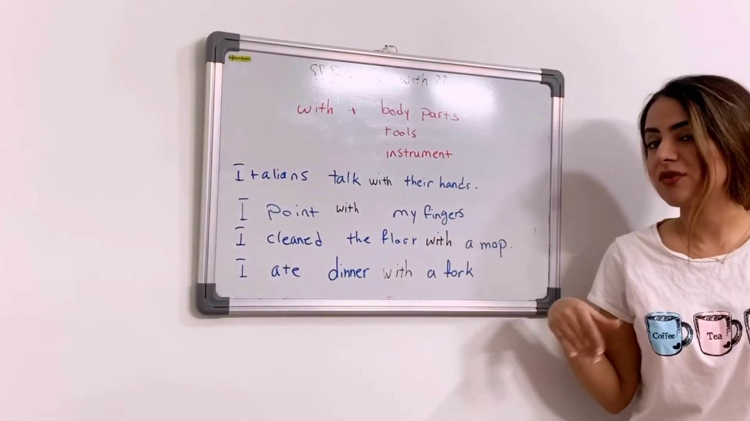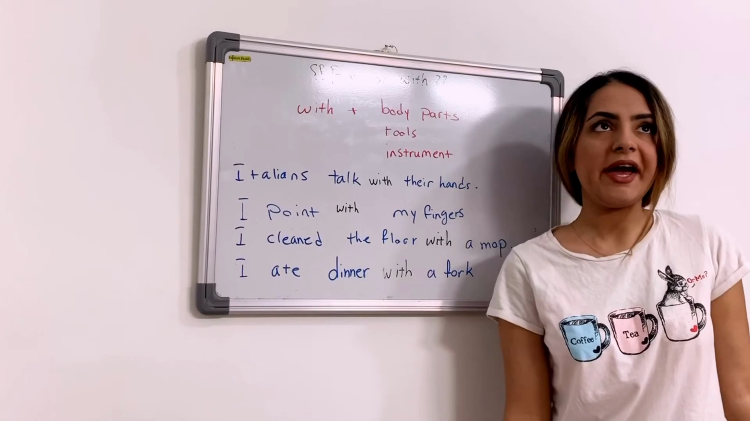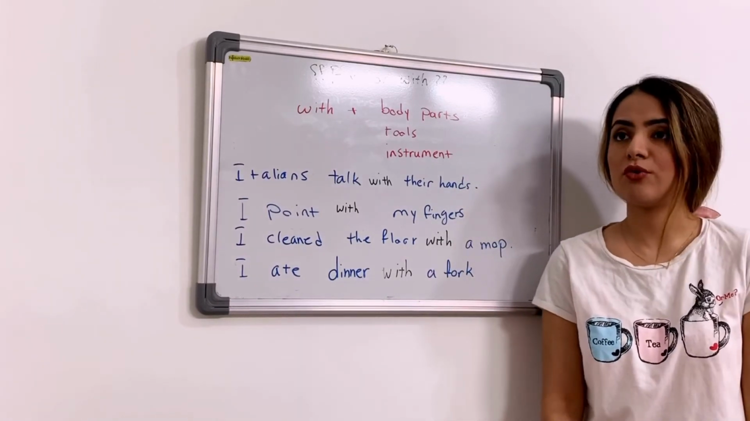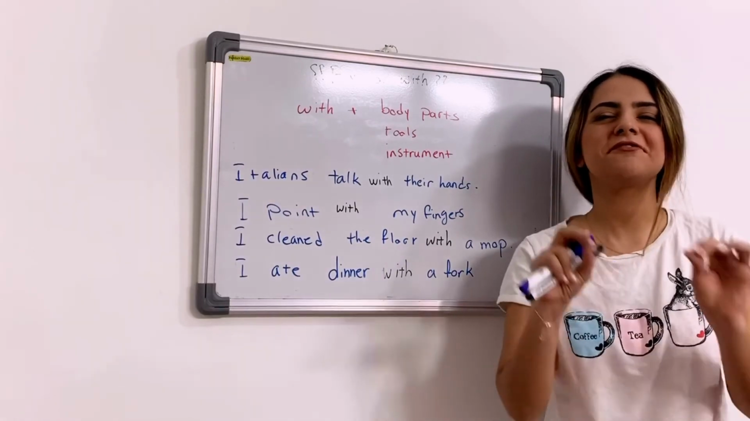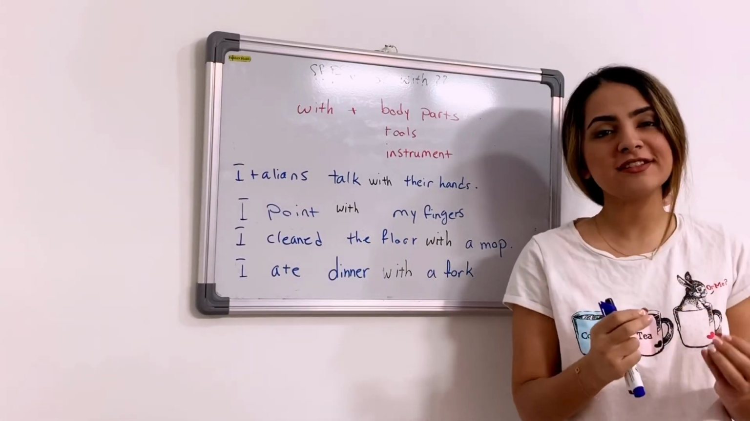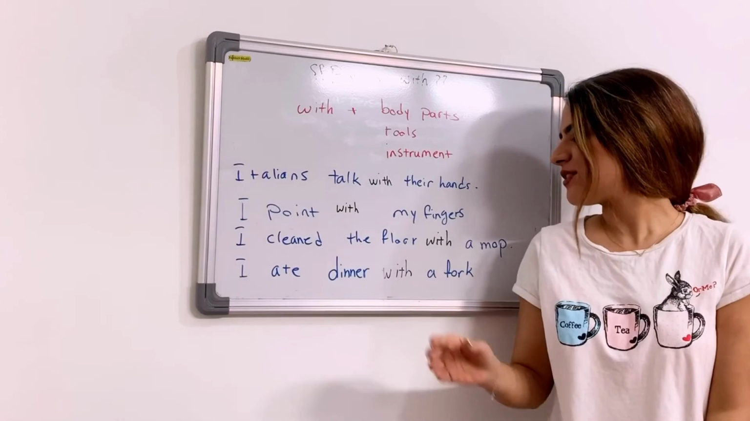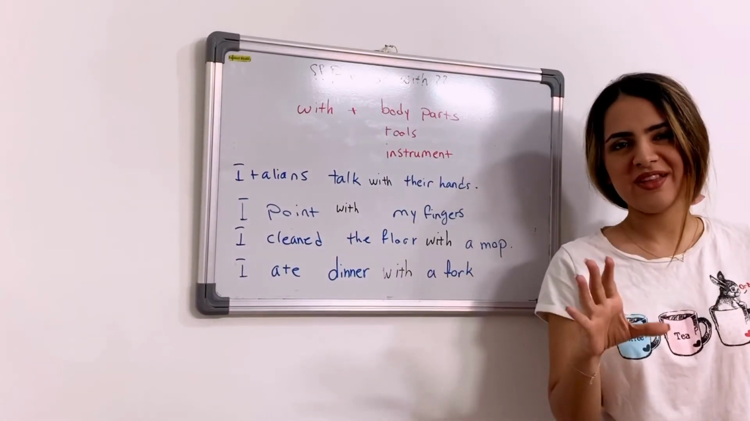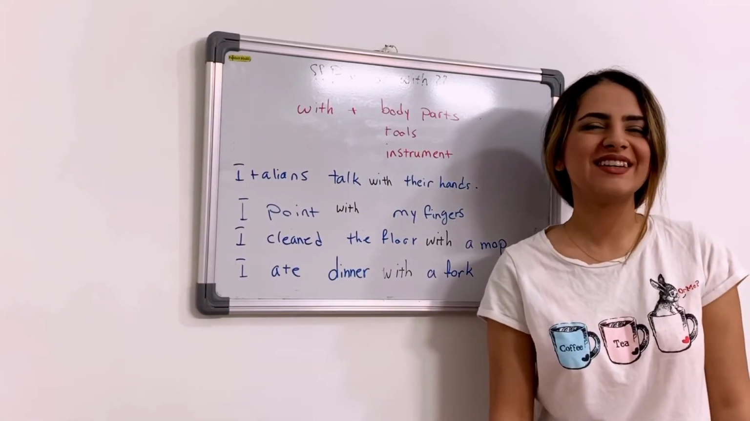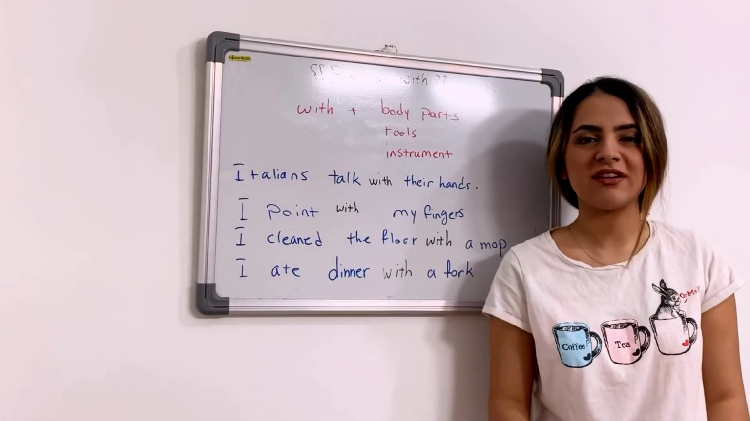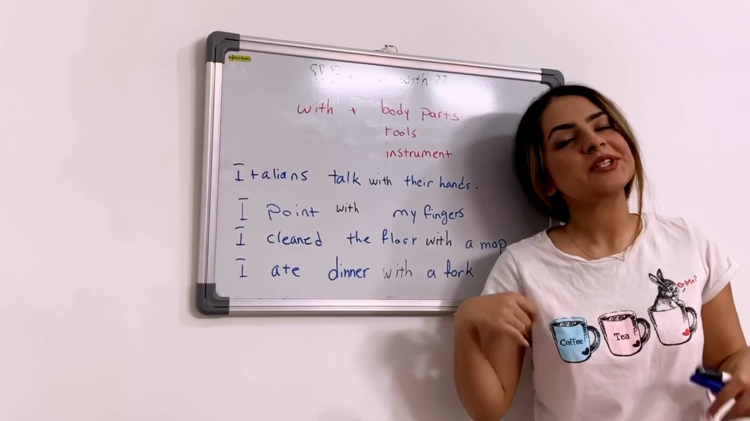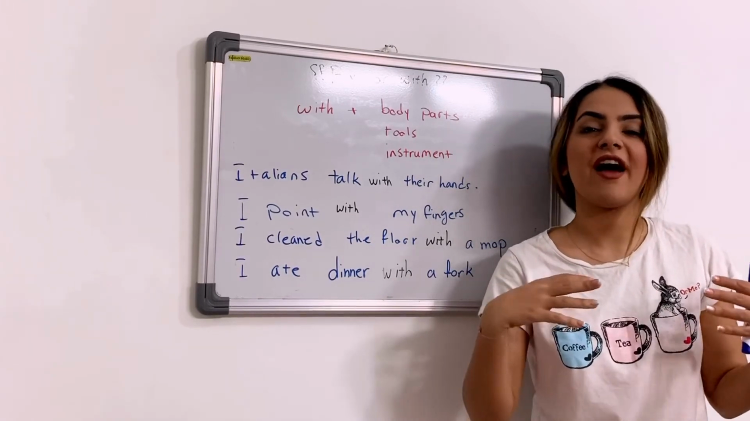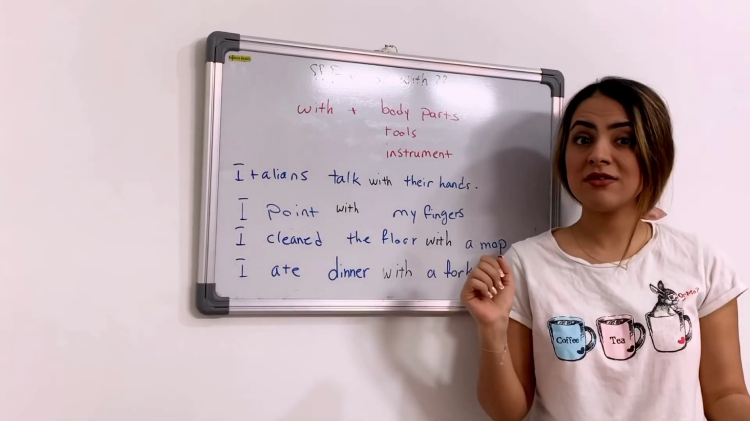I ate dinner with a fork. I ate dinner with a spoon. I ate dinner with chopsticks. So you could use different tools and different things to eat dinner with. So that's why you use with. It might be a little bit confusing, but it's not actually. So these were the most basic rules of how we use by and with.